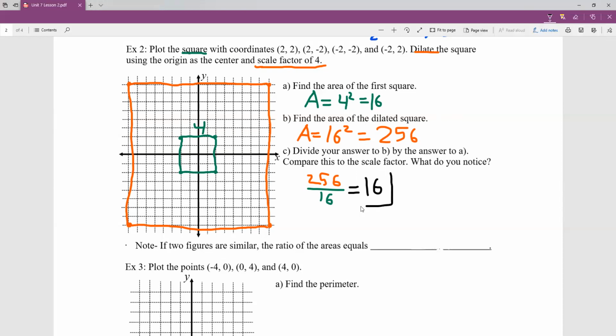So my question to you guys is, what is the relationship between 16 and 4? What do you guys notice about these two numbers? Well, if you've guessed that 4 squared is going to give you 16, you'd be right. So if you have two figures that are similar, the ratio of the areas equals the scale factor squared.